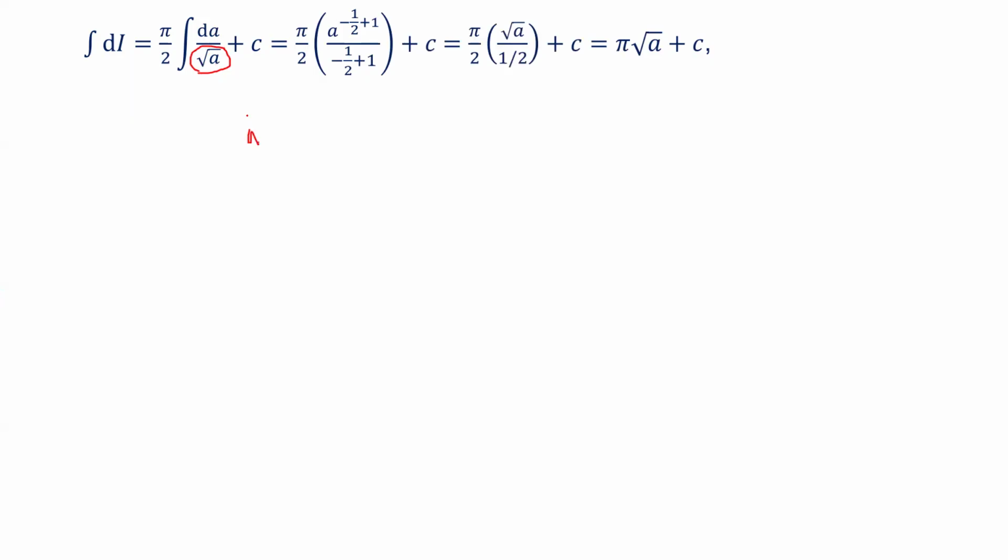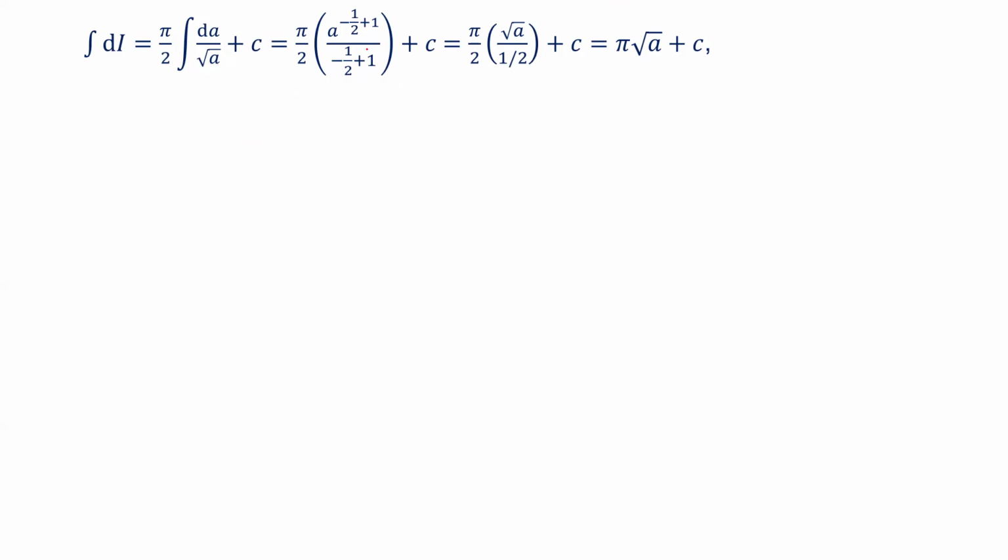Now if we integrate it, this root a goes to the numerator and can be written as a to the power minus half. We are writing the same thing, multiplying by pi by 2. What is the integration of a to the power minus 1 by 2? It is a to the power minus 1 by 2 plus 1 whole divided by minus 1 by 2 plus 1, plus c, because it is not a definite integral.